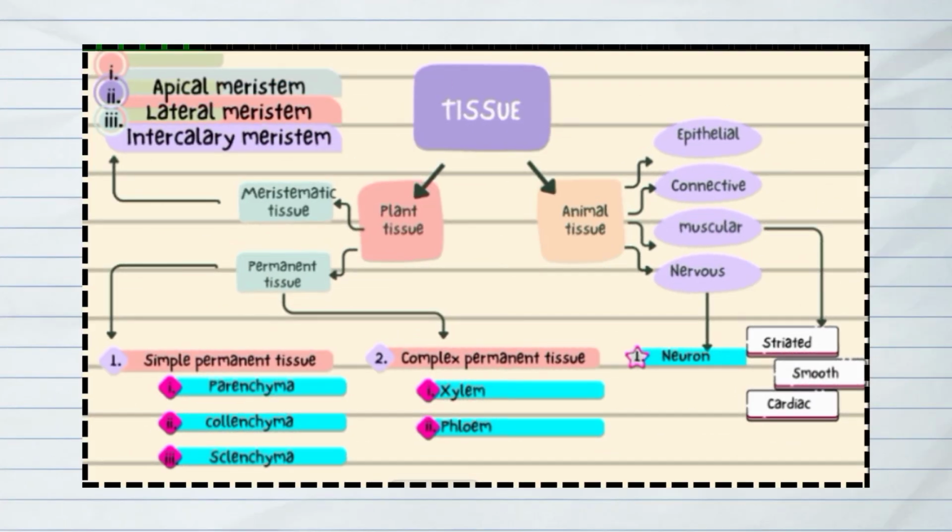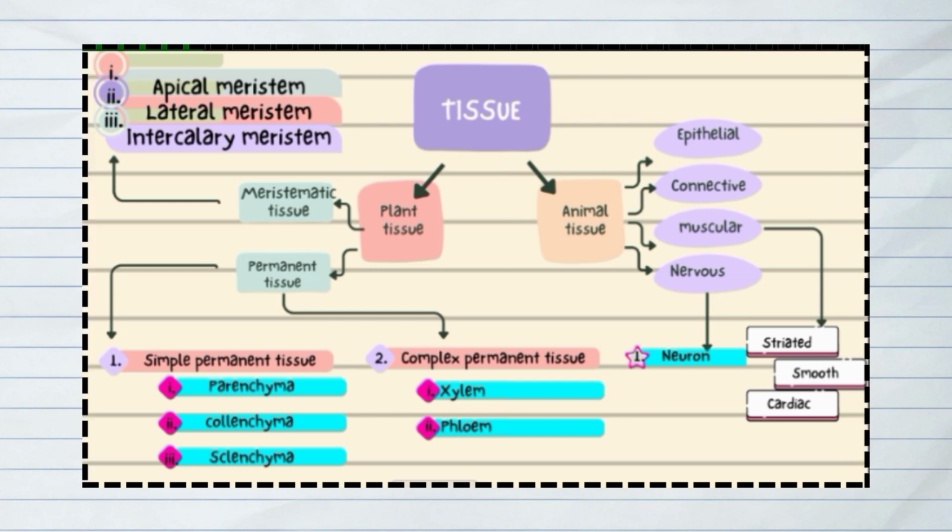See the mind map of tissues. Tissues are divided into two types: plant tissue and animal tissue. Plant tissue is categorized into two types: meristematic tissue and permanent tissue. Let's look at an overview of meristematic tissue. Meristematic tissue is classified into apical meristem, lateral meristem, and intercalary meristem.